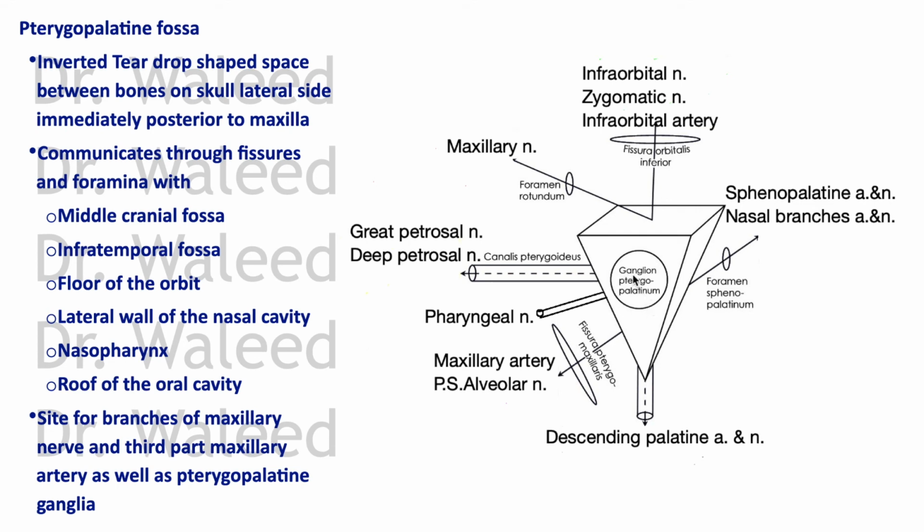So you will find the terminal branches of the maxillary artery, the third part of the maxillary artery, the maxillary nerve and its branches, and the pterygopalatine ganglia in this space.